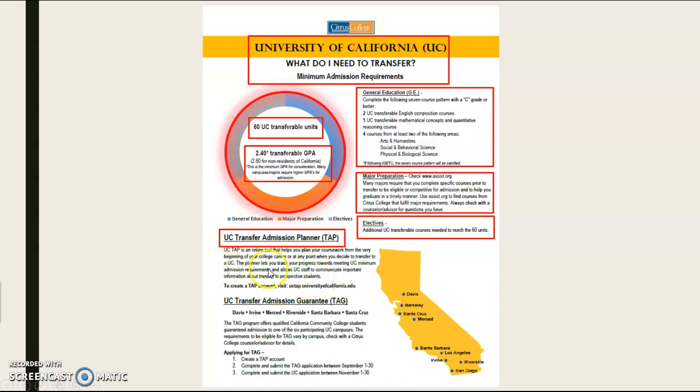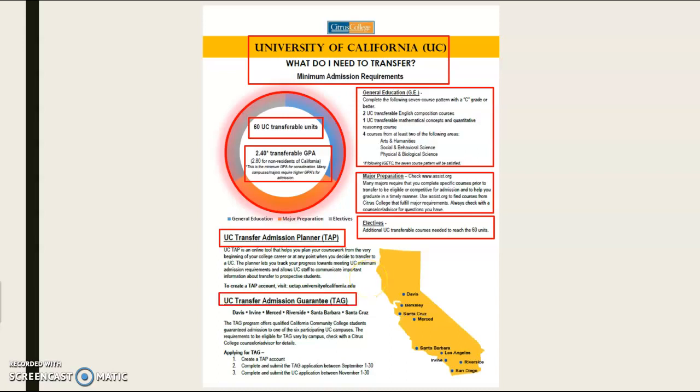You can sign up for a TAP planner now. Visit uctap.universityofcalifornia.edu. Feel free to create your planner now. Express interest in the UCs. You can communicate with them, they can communicate with you, and find out more information about valuable resources available to you.